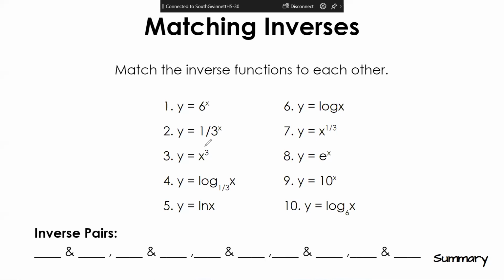So if I have 6 to the x, the way to write that as an inverse is going to be number 10. 1/3 to the x, if I'm going to write that out, it's going to be 4.